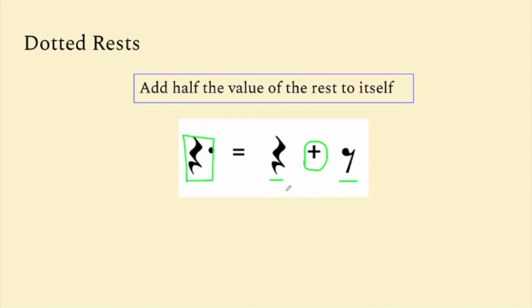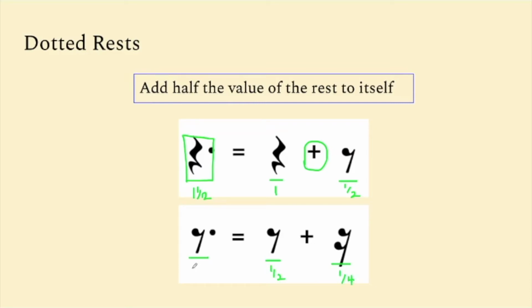And if we talk in terms of beats, we have 1, we have 1/2. So in total, a dotted quarter rest will have 1 1/2 beats. Let's take a look at another example. Here we have a dotted eighth rest. Using the same rule, we'll start with an eighth rest, we'll add half the value of an eighth rest, which happens to be a 16th rest, and we'll get a dotted eighth rest. And if we look at this in terms of beats again, we get 1/2 plus 1/4. And together, we get 3/4 of a beat for a dotted eighth rest.